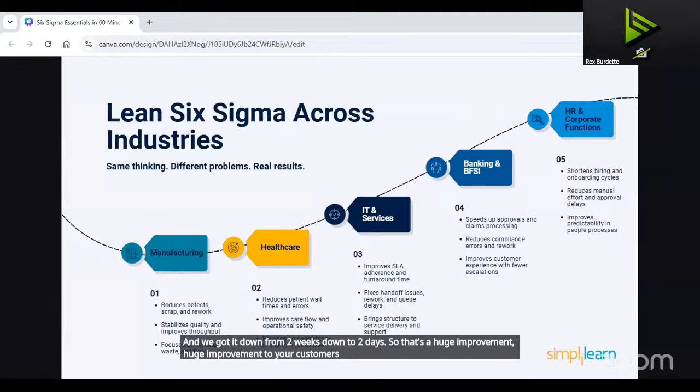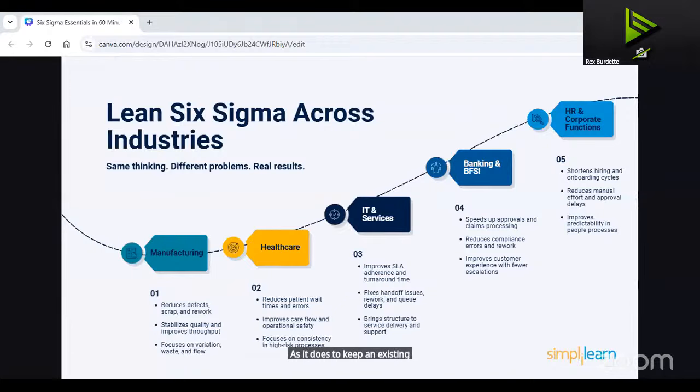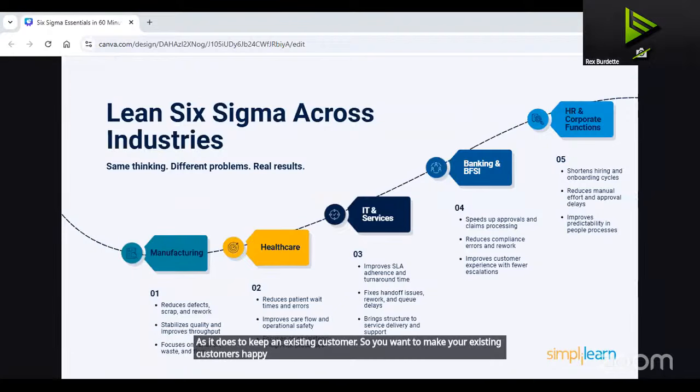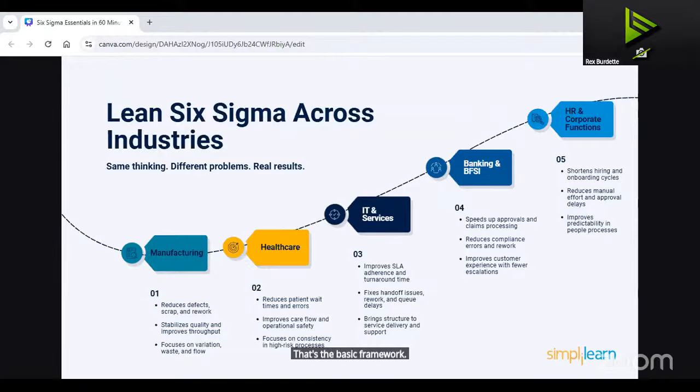And your customers are very important. I don't know if you've seen the marketing data on it, but it costs 4 times as much to get a new customer as it does to keep an existing customer. So you want to make your existing customers happy. And so making them have less waiting, a smoother workflow, getting the stuff right, all of this stuff. All these principles apply: define, measure, analyze, improve, and control. That's the basic framework. You go through those steps.